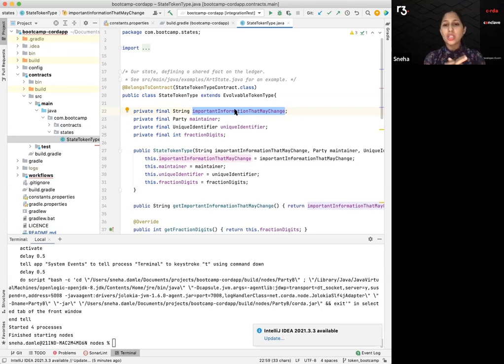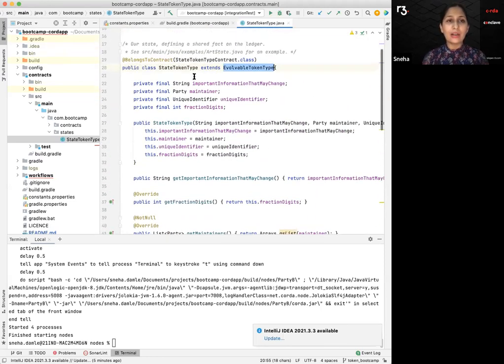Now, if you try to imagine how you can define a car base type, you will do something similar. Instead of a state token type, you will say a car token type, which extends an evolvable token type. And instead of this particular property, you will have price or mileage, where the price will depreciate over time, and you may want to track that. Okay. So now I have defined my state token type over here.